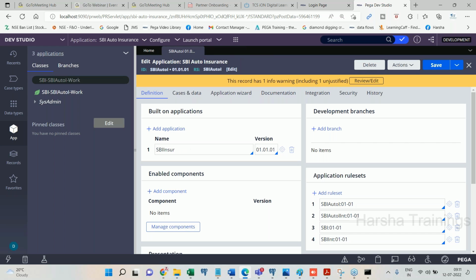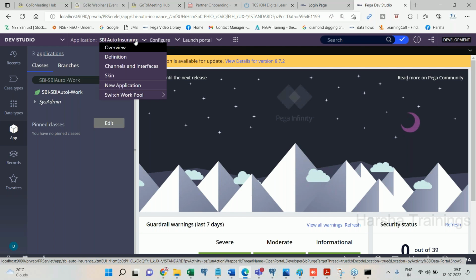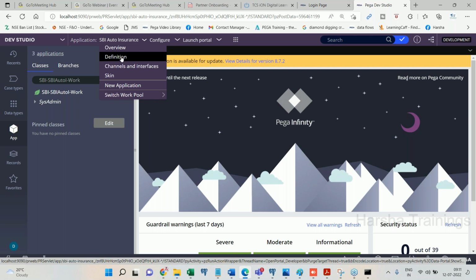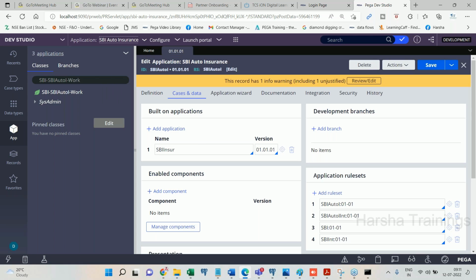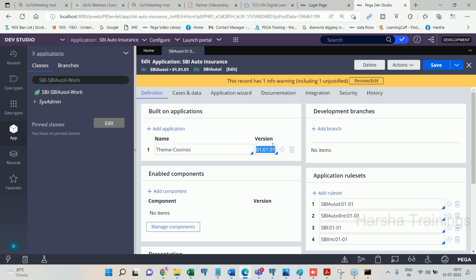Okay, so what would you be doing? You need to log into application 2. After you log into application 2, you need to go to definition, and here you would be seeing theme Cosmos. What are you going to see? This is what you might be seeing with some version number like this in your application 2.